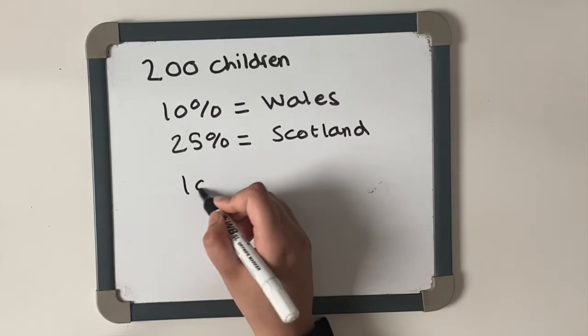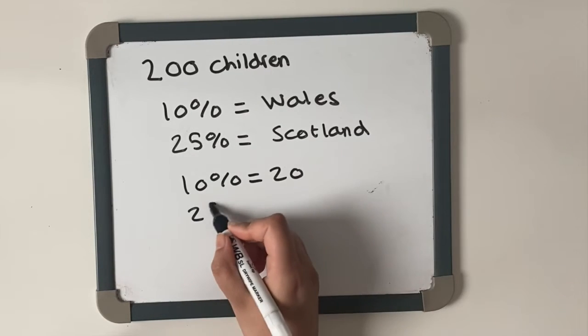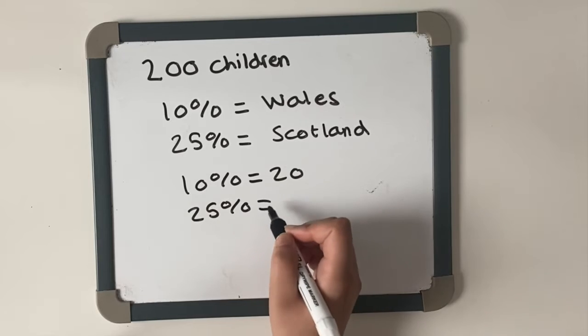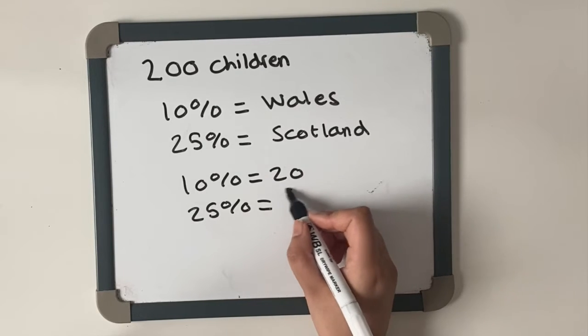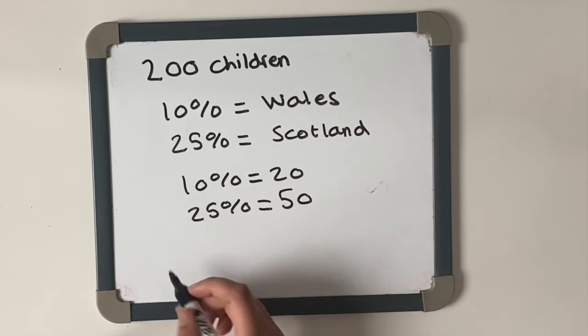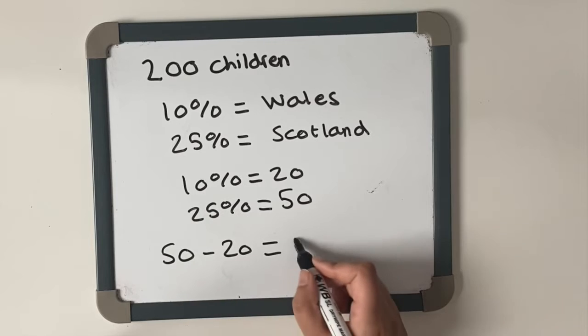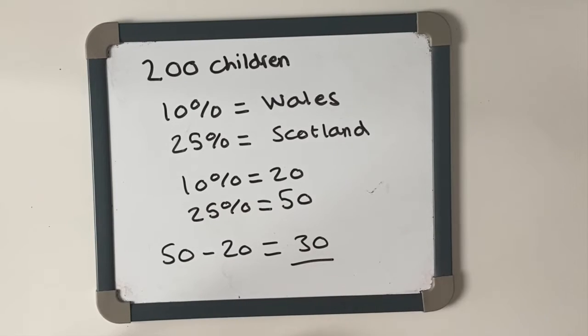Well, we know 10% of 200 is going to be 20. And we know 25% of 200 is going to be 50. So now all we need to do is work out the difference. It's pretty straightforward. We do 50 take away 20 equals 30. So 30 more children went to Scotland than went to Wales.